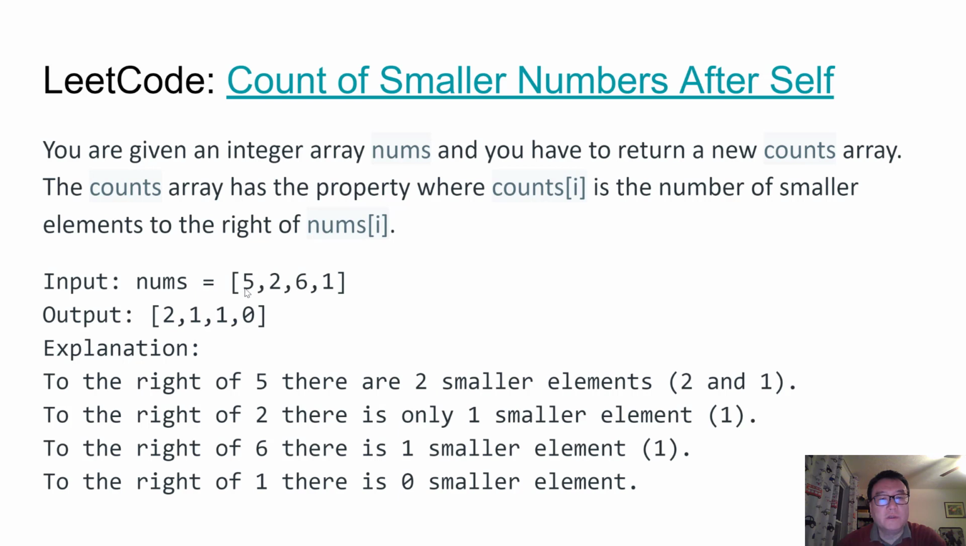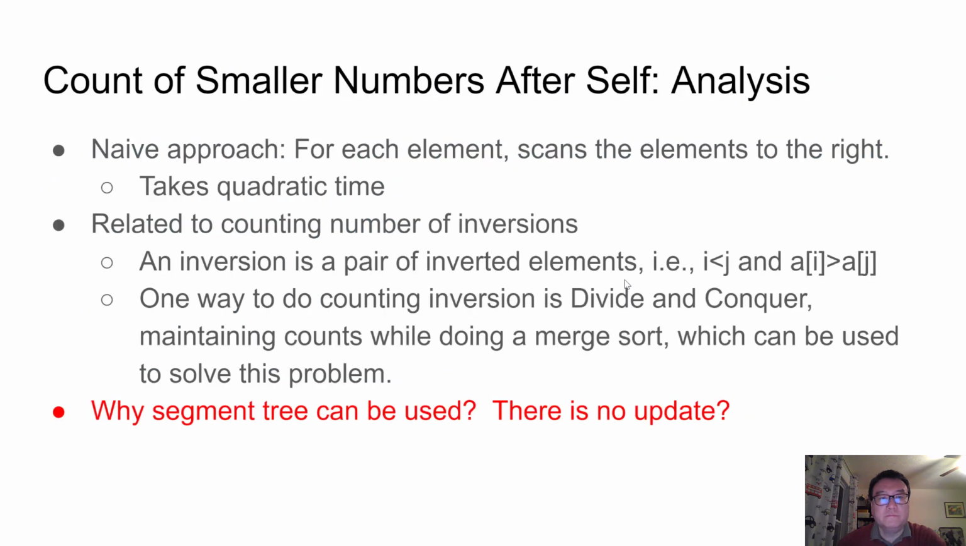So for example, if the input is 5261, the output should be 2110 because to the right of 5, there are two numbers that are smaller, 2 and 1. To the right of 2, the one number that's smaller is 1. To the right of 6, there's one number smaller, that's 1. And to the right of 1, there's no number, and there's no number smaller, so it's 0. So that's the problem.